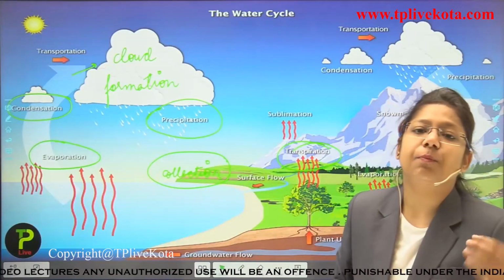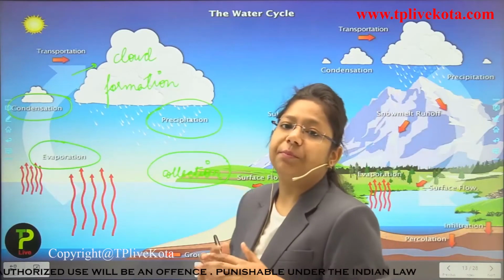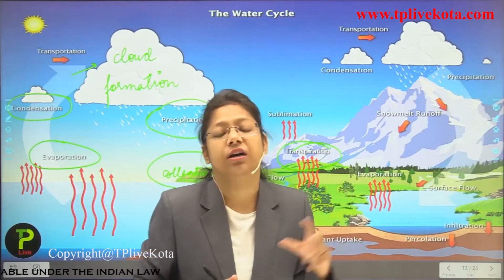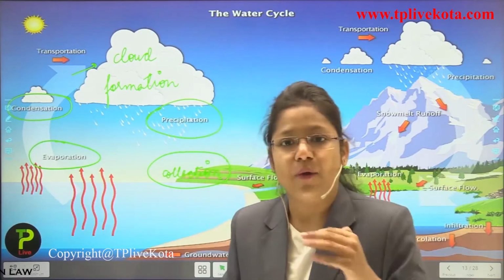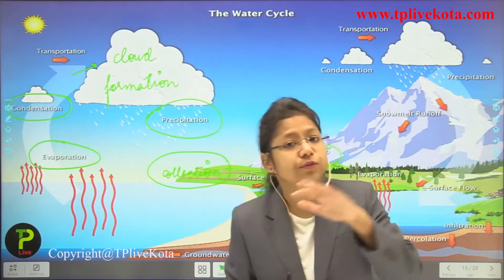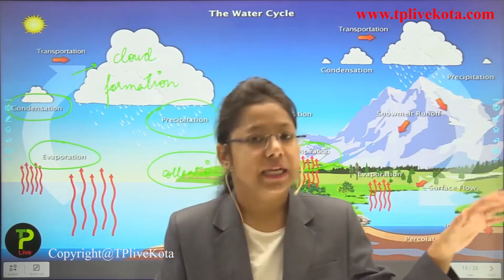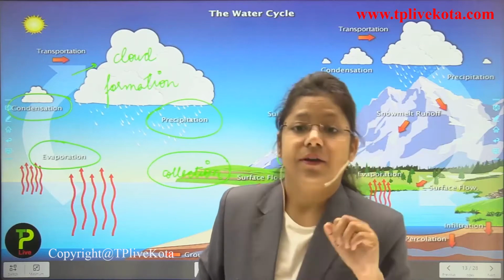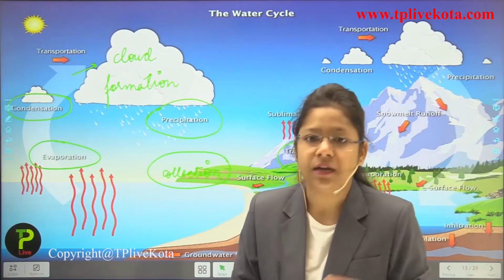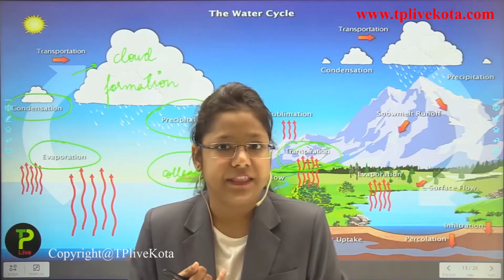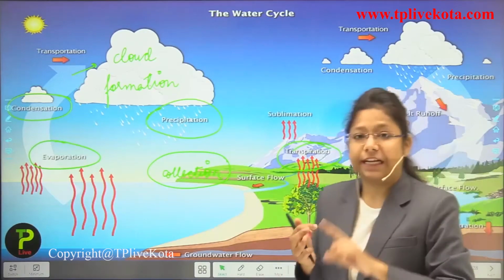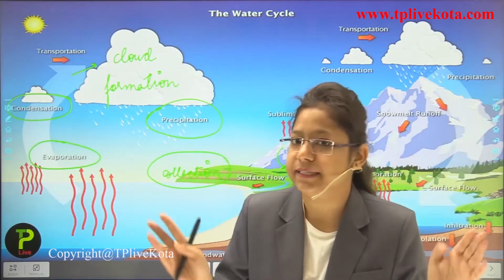And the last part is collection. Collection means actually what happens, the water which is falling onto the earth's surface moves into the ground level. So some water other than ground level moves towards the rivers, seas and ocean. That is known as collection. Okay students, so these are the 4 basic steps of the water cycle. First is evaporation and transpiration. Second is condensation. Third one is precipitation. And the last is collection.